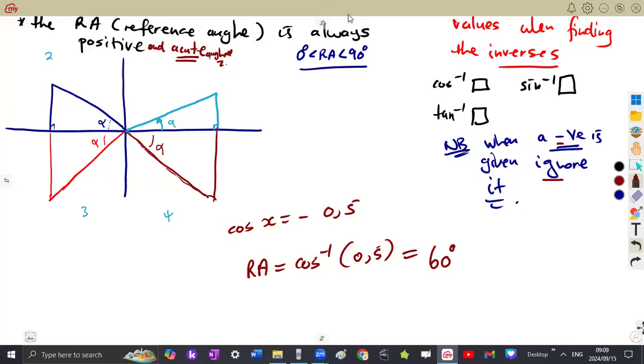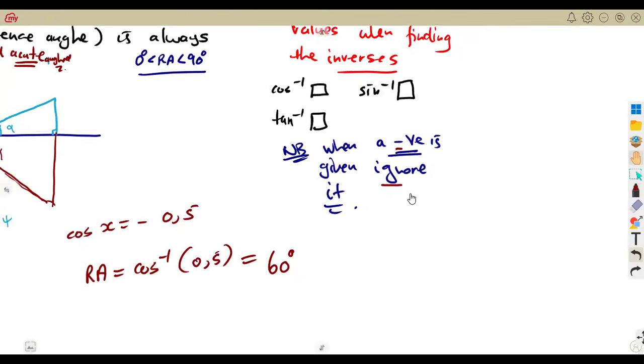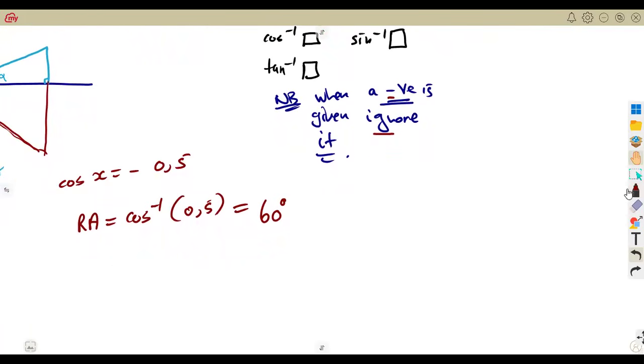You ignore the negative. Whether it's a decimal that is given there, whether it's a decimal of this nature, or it's a square root, you just ignore the negative, find the arccos of what you're given. You've got your reference angle.